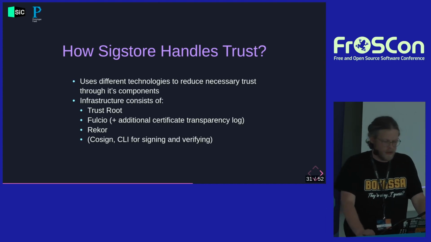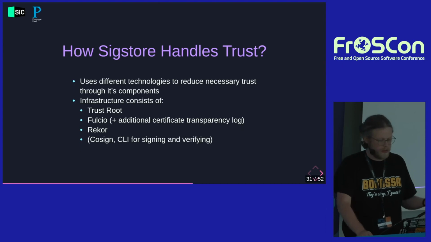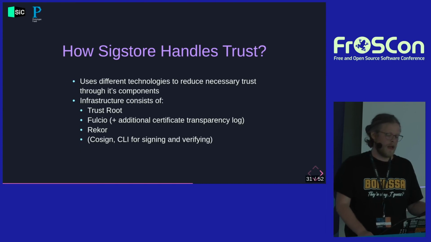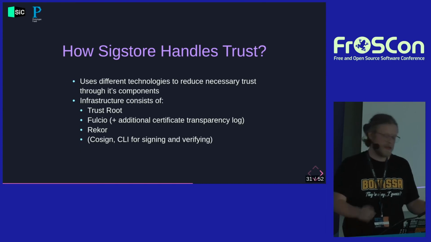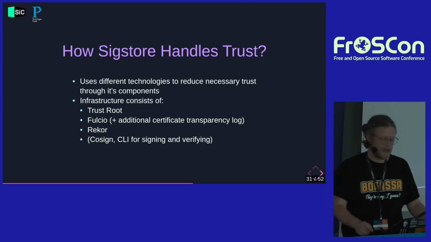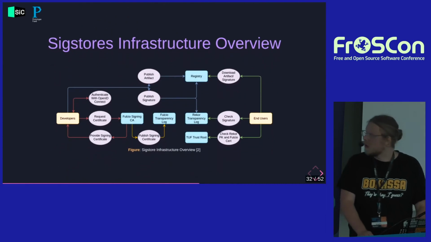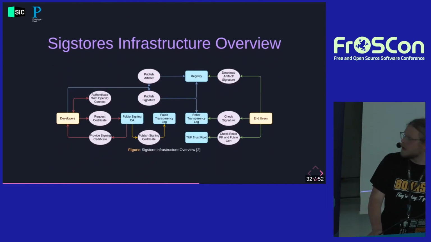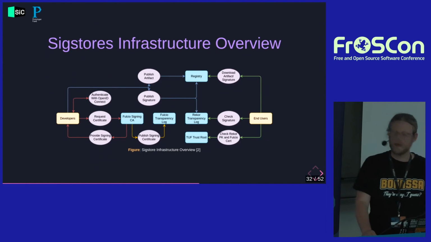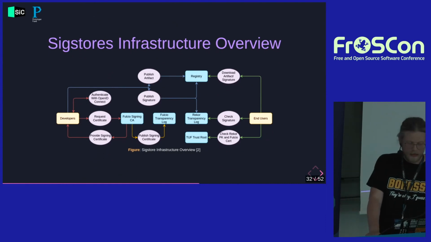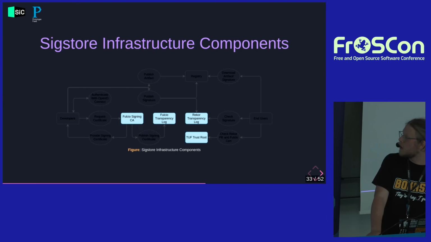So the components used by Sigstore are a trust root, a Fulcio signing certificate authority, and their associated transparency log, Rekor, which is also a transparency log, but that's the transparency log for their signatures, and cosign as the tool that is used to actually sign and verify the signatures. So here is a little overview of the components and the actions you can actually do in the infrastructure, and I will go over the components and their properties with you now.